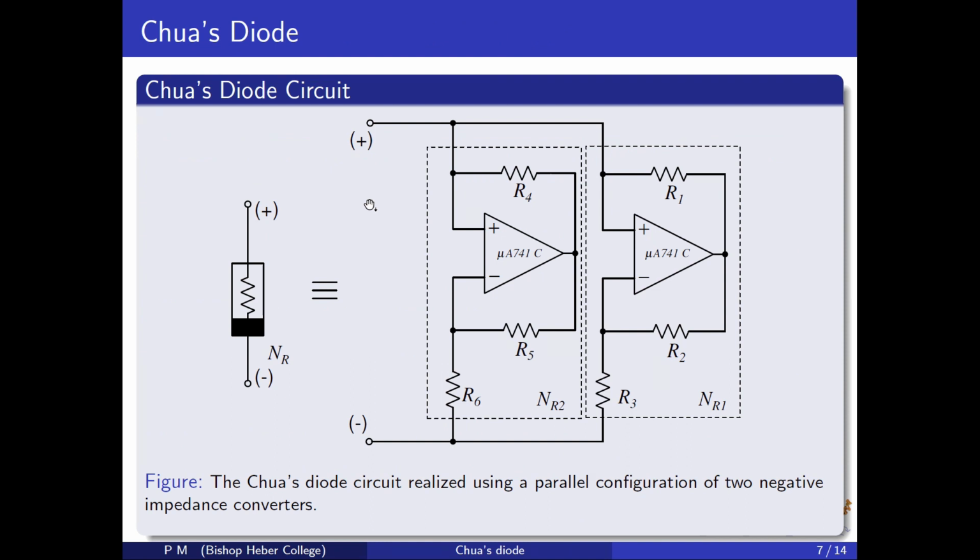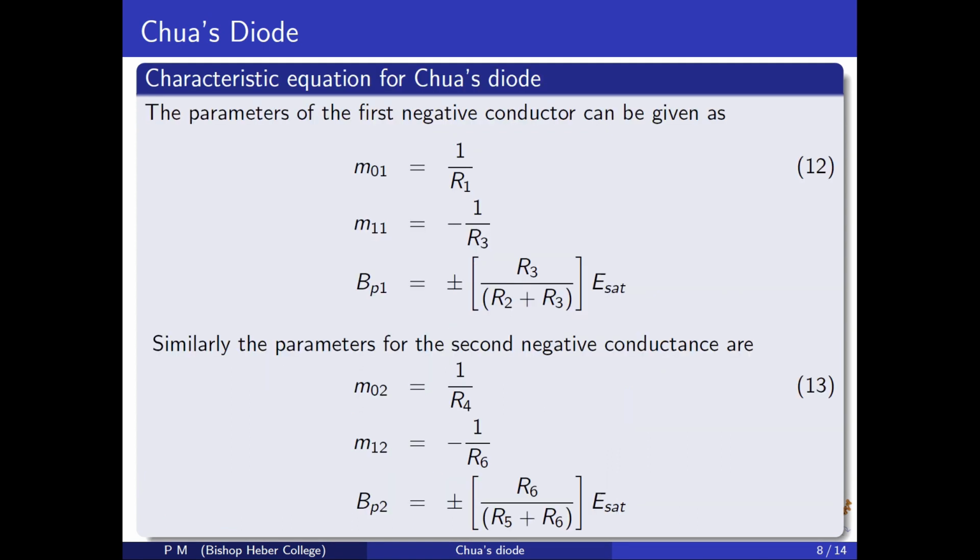Chua's diode. The Chua's diode is a two-terminal nonlinear resistive element having a piecewise continuous odd symmetric voltage-current characteristic and is synthesized using operational amplifiers and resistors. It can be constructed by connecting two negative impedance converters in parallel. The figure shows the Chua's diode circuit realization using two parallel negative impedance converters. The parameters of the first negative impedance converter can be given as M01 is equal to 1 by R1 and M11 is equal to minus 1 by R3.